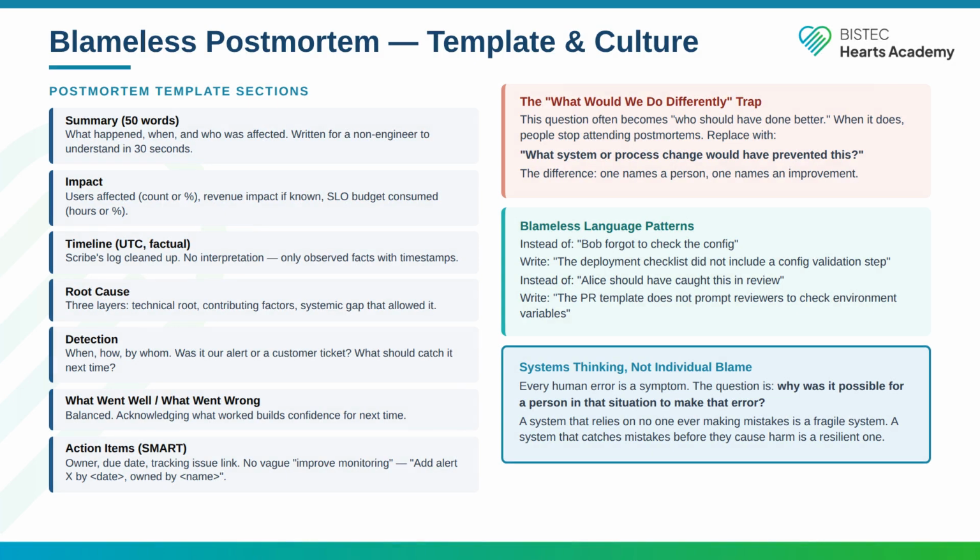A postmortem that names individuals is not blameless. "John misconfigured the deployment" is a root cause that leads to "don't let John configure deployments," which doesn't fix the underlying system gap that let a misconfiguration reach production undetected. The blameless framing reorients to: what system condition allowed this misconfiguration to reach production? The answer might be no automated validation, no second pair review requirement, no staging environment that resembles production. Those are fixable system problems. "Someone made a mistake" is not.